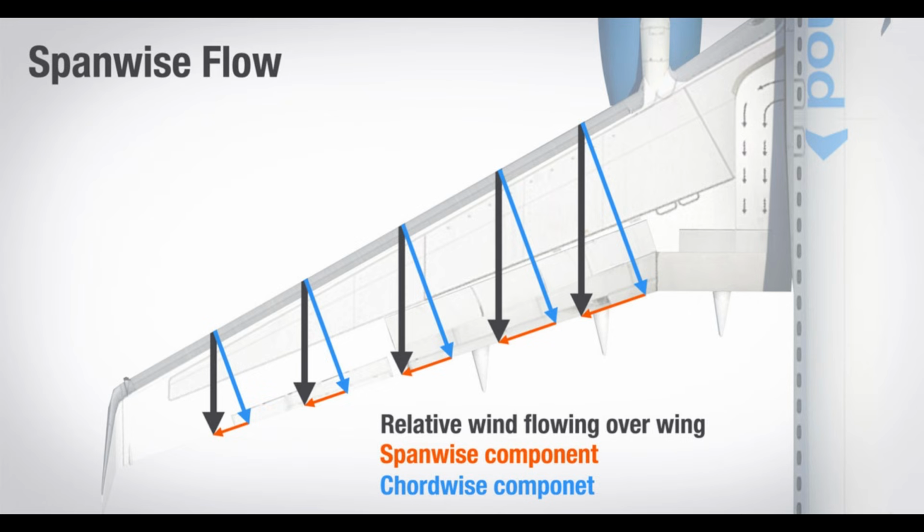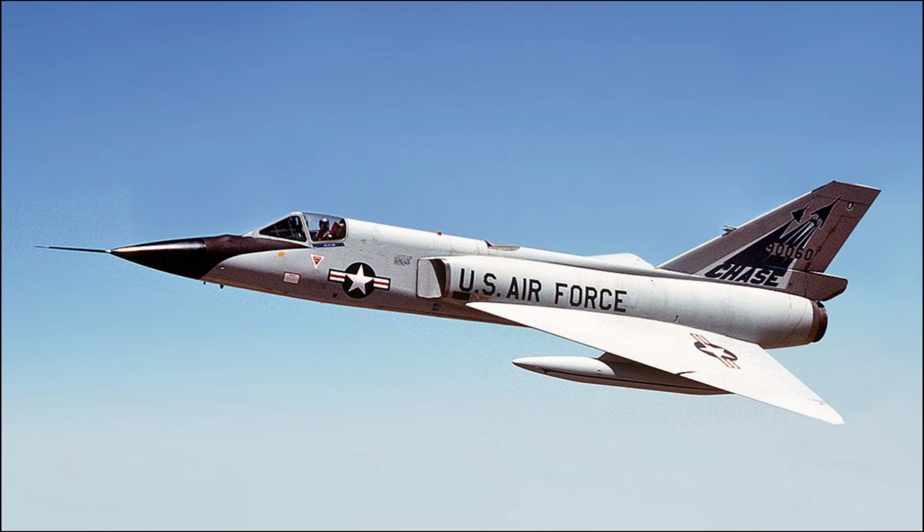By reducing the component of airflow perpendicular to the wing's leading edge, sweep delayed the onset of compressibility effects. Shock waves formed later, drag rise was reduced, and lift characteristics remained usable at higher speeds. This allowed aircraft to cruise closer to the limits of the engine without entering unstable aerodynamic regimes.